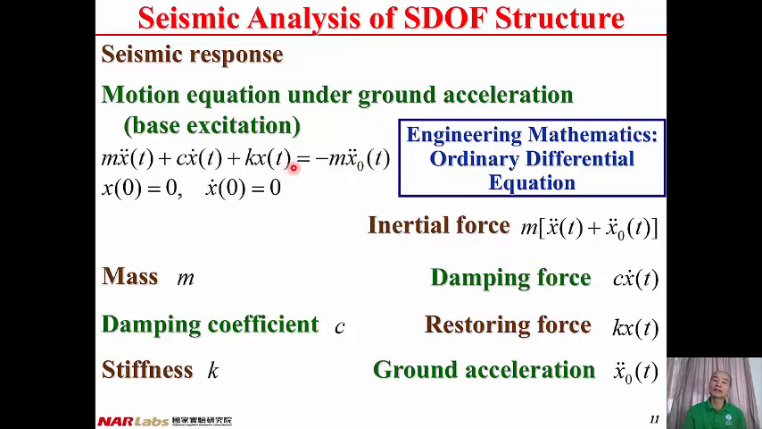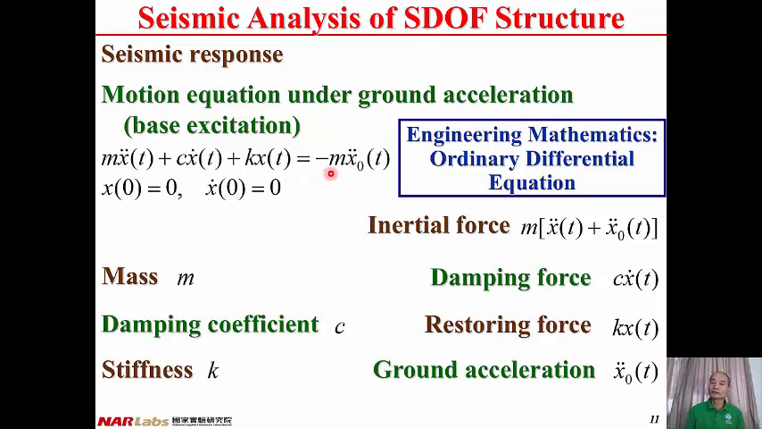And the motion equation can be considered as a force equilibrium equation, including the inertial force m times (x double dot plus x0 double dot), the damping force c x dot, and the restoring force k x. m is the mass of the structure, c is the damping coefficient, and k is the stiffness of the structure. I have to remind that x is the relative displacement, the displacement of the structure relative to the ground. x dot is the relative velocity, the velocity of the structure relative to the ground. x double dot is the relative acceleration, the acceleration of the structure relative to the ground. And x0 double dot is the ground acceleration.